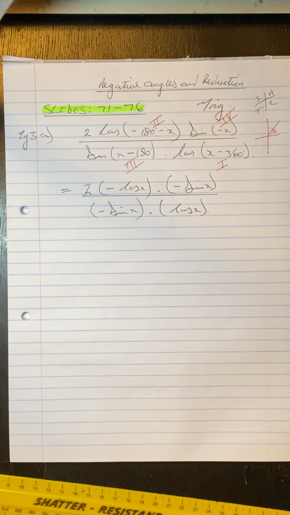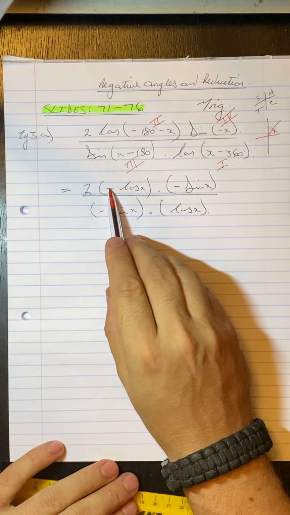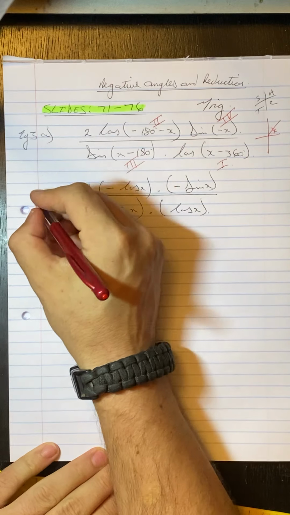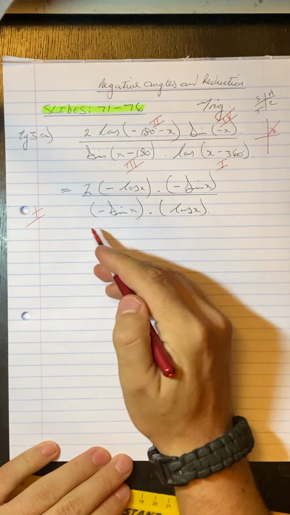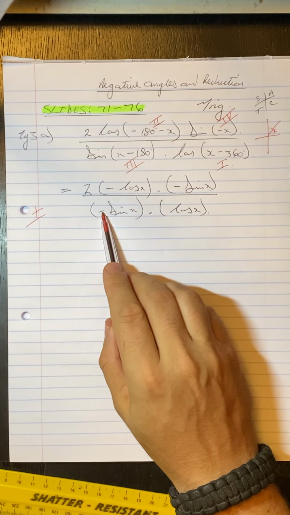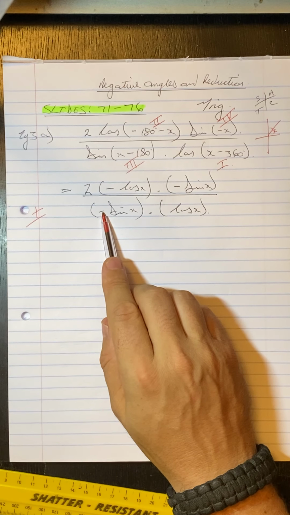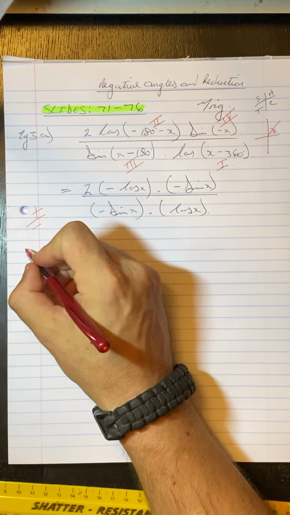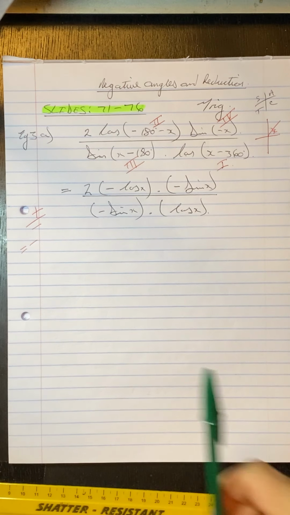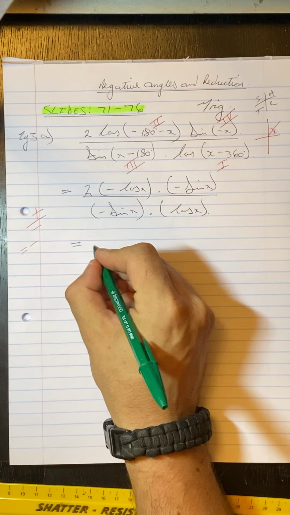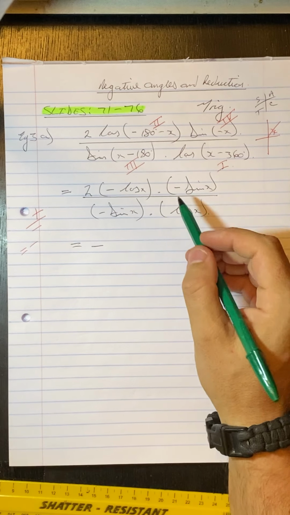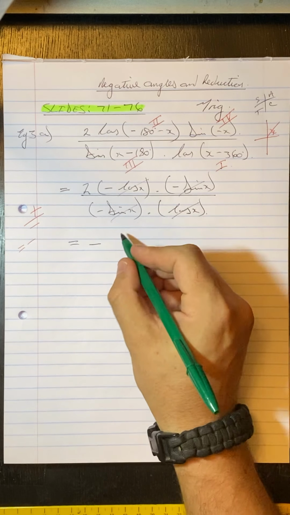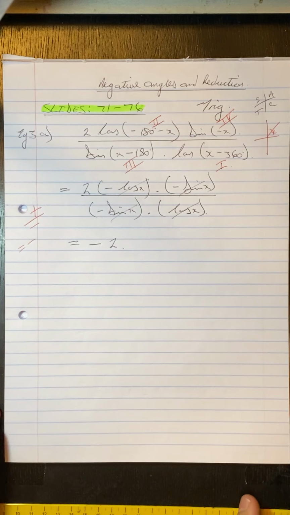So what I'm going to do now is look at my signs. At the top we have a positive times a negative is a negative, times another negative is a positive. So in the numerator we have a positive, and at the denominator we have a negative times a positive, which is a negative. So the whole thing would be negative, because we have a positive divided by a negative. Now, this sin will cancel with that sin, that cos will cancel with that cos, and you're just left with 2, or negative 2.